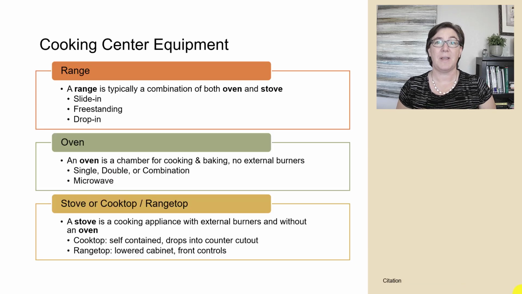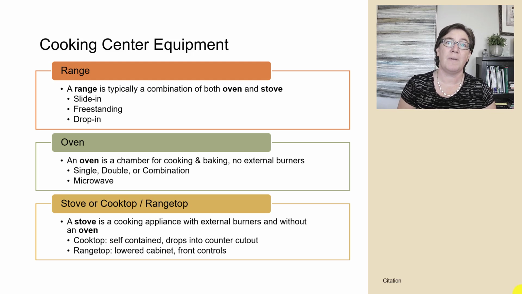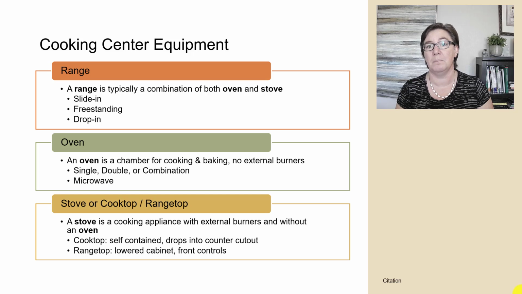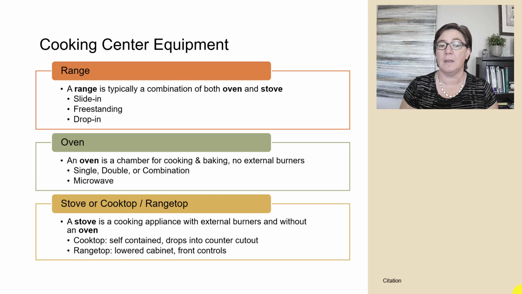There's 3 major types of cooking center equipment. They are the range, the oven, and the stove. So a range is a combo piece. It's got both an oven and a stove, and we'll look in the next slide at a couple of different types. An oven is a closed chamber for cooking and baking, so there's no external burners. And a stove is a cooking appliance or equipment with external burners and no oven.